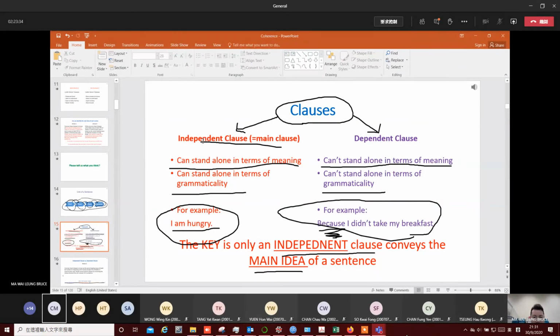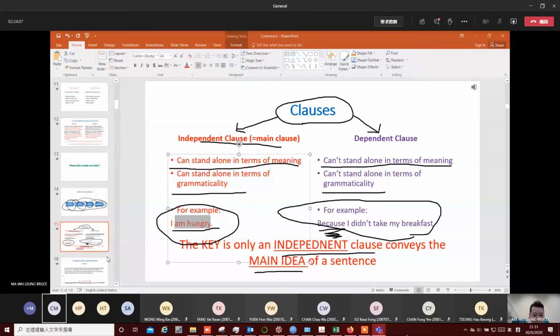So what is an independent clause? An independent clause means like this: I'm hungry. It can stand alone. In terms of meaning, it is independent, and in terms of grammar, it can stand alone, no problem. A dependent clause cannot stand alone grammatically, because in grammar it's not complete. In terms of meaning, it cannot stand alone because the meaning is incomplete. And usually the main idea is conveyed in the independent clause.